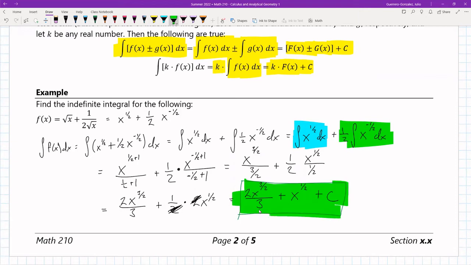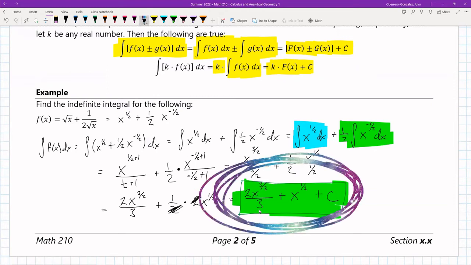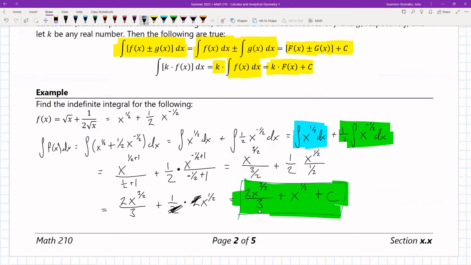Okay. So that means that if I take the derivative of this thing, we know how to take the derivative of this thing, then I should get this original thing back. So this right here is equal to my big F of x plus c.